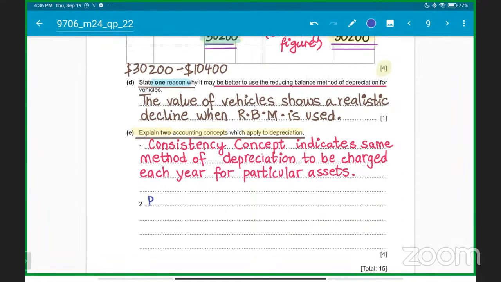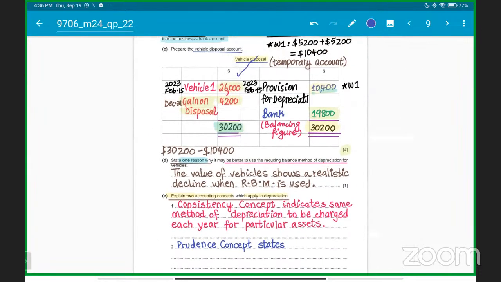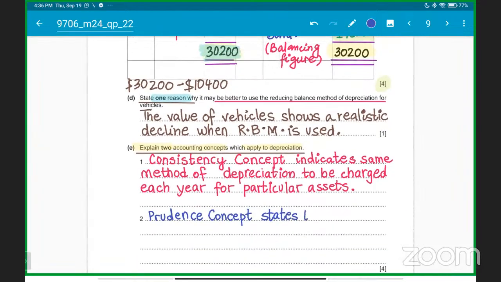Second, you can talk about the prudence concept as well. The prudence concept states that losses should be recognized. If there is a loss on disposal, you will record it immediately. Prudence concept states that losses on non-current assets should be recognized as soon as they happen.